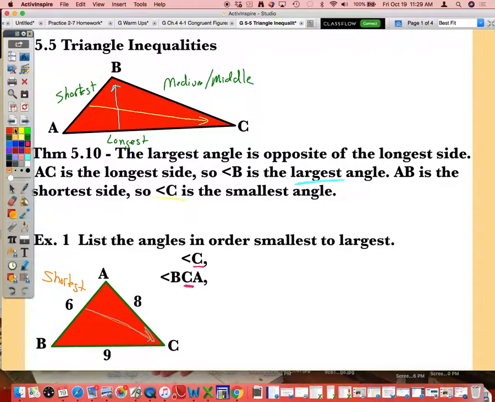All right, so that's the shortest side. What side is going to be in the middle? A to C. The middle, right? The medium side is A, which means that angle B is opposite. So angle B is in the middle of our list from smallest to largest. And last is number 9, the longest. If I cover up B and C, you can see that angle A is going to be the largest.